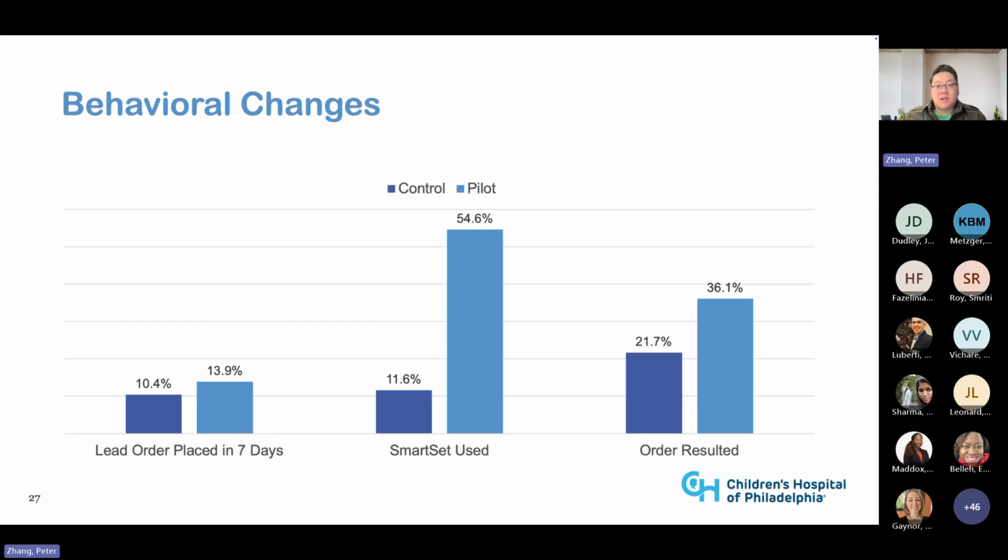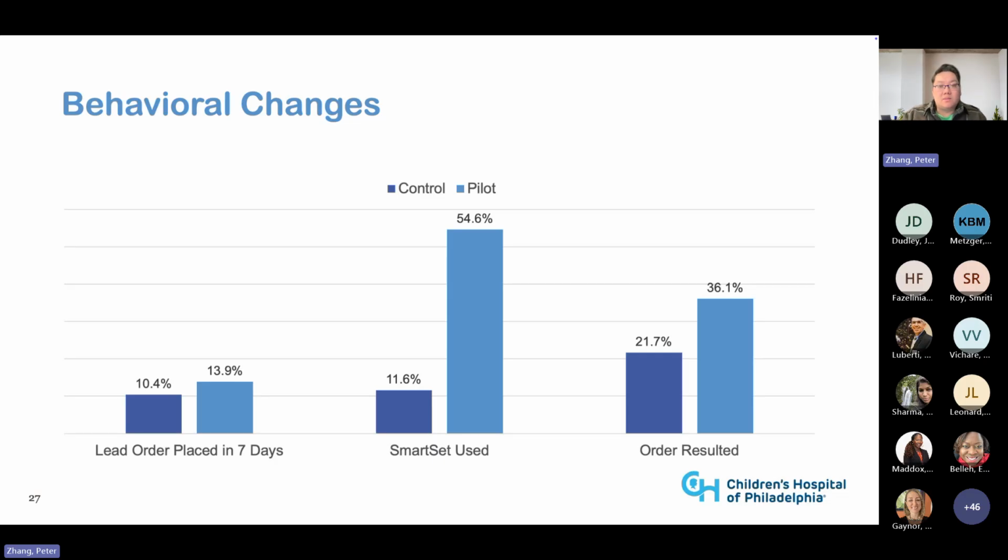Of those orders, the smart set was utilized much more frequently with the nudge, and 54% of the orders were placed through the smart set. And interestingly, more of the orders had results over the same time period. So 36% of these orders actually had a result during this time frame compared to the control clinics. And all of these results were statistically significant.